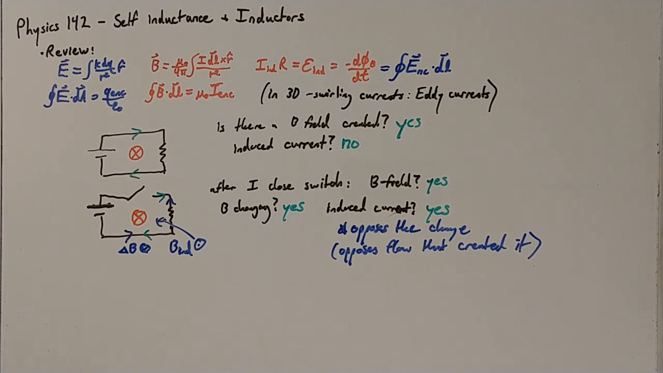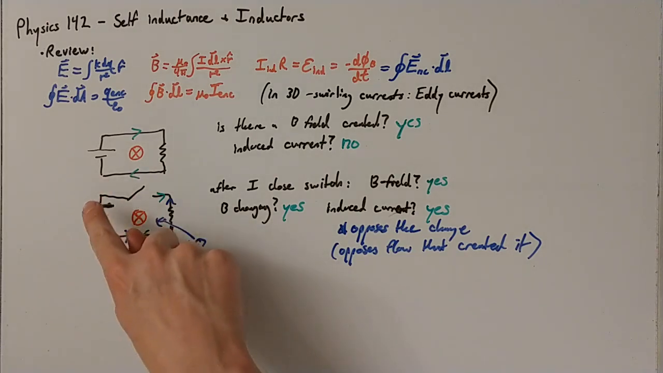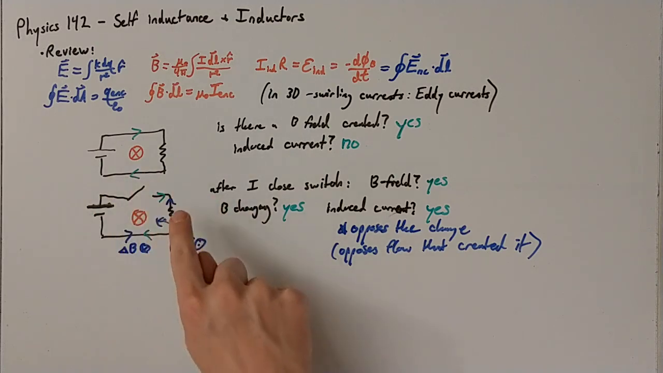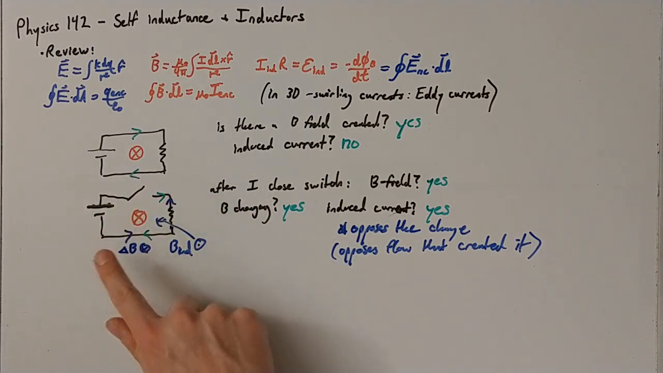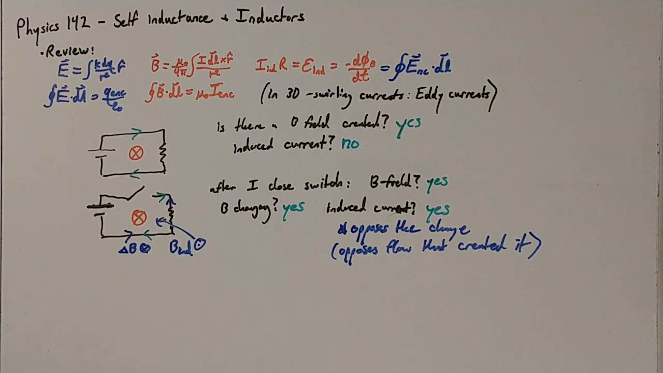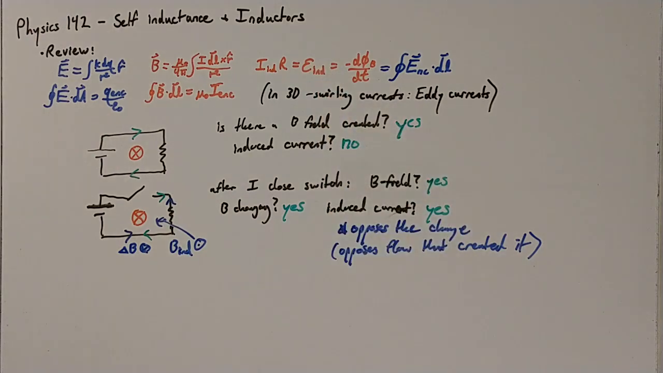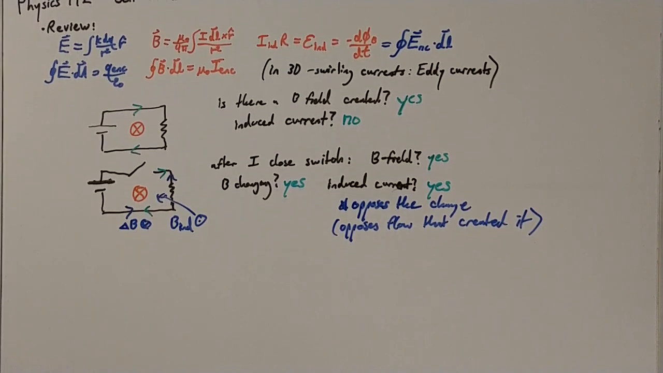And so this actually has a name. We call this self-inductance. We're inducing a current on sort of itself. So the circuit that is making the magnetic field is also having an induced effect. We also sometimes call this opposing EMF a back EMF. So let's write this down. I need just a little more room here.